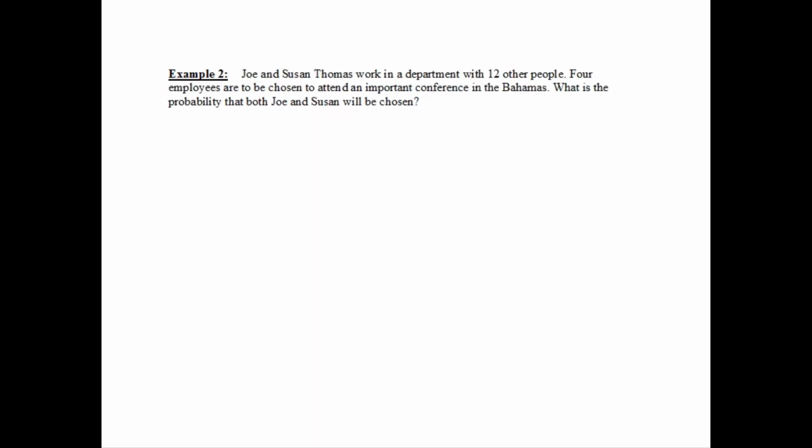Let's look at another example. Let's suppose that Joe and Susan Thomas work in a department with 12 other people. 4 employees will be chosen at random to attend an important conference in the Bahamas. What is the probability that both Joe and Susan will be chosen? I should have written on here, let's assume they are chosen randomly. Maybe we put their names in a hat or something like that.